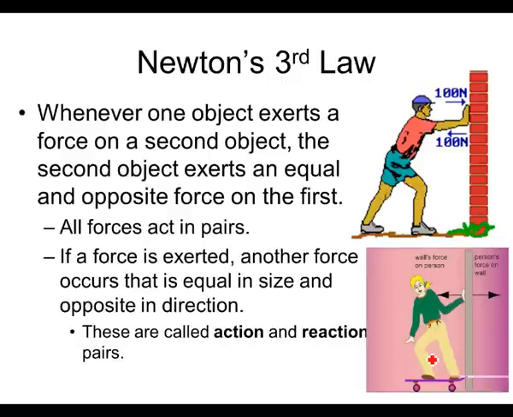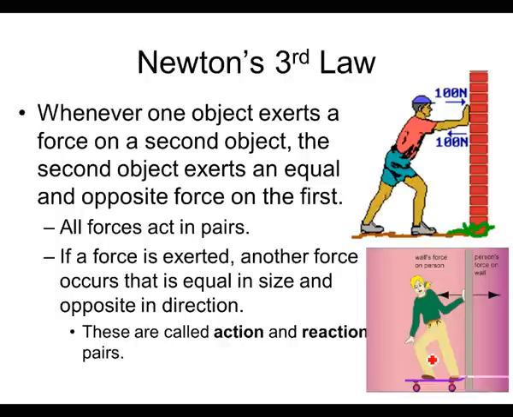Okay, on to Newton's third law. Newton's third law is one that you have heard lots and lots of times. Whenever one object exerts a force on a second object, the second object exerts an equal and opposite force on the first. Okay, you might know it as, for every action, there is an equal and opposite reaction. Okay, that's this law. Okay, so all forces are going to act in pairs. That's the action and the reaction. If a force is exerted, another force occurs that is equal in size and opposite in direction.